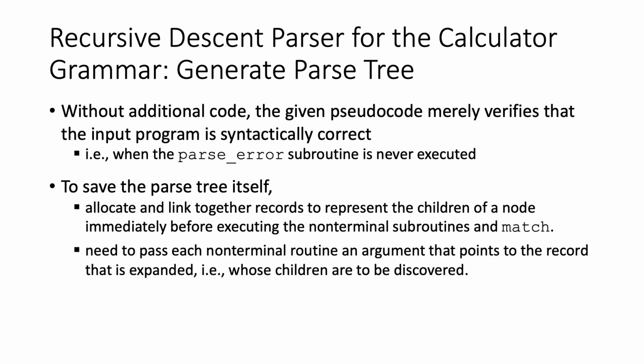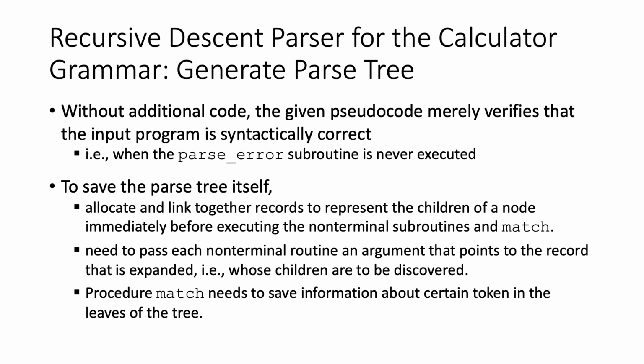We shall need to pass each non-terminal subroutine an argument that points to the record that is expanded, that is, whose children are to be discovered. And the subroutine match will also need to save information about certain tokens in the leaves of the tree. So we will not go into details of how to save the parse tree itself, but that is the basic idea we need in order to save the parse tree.